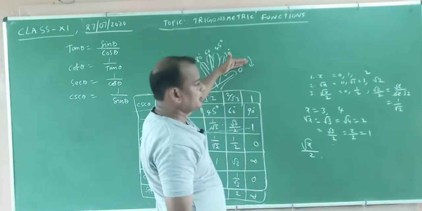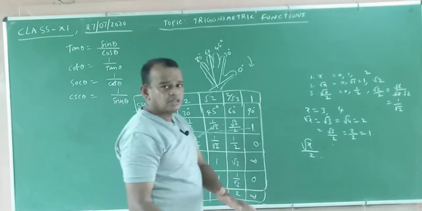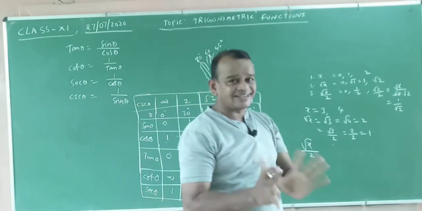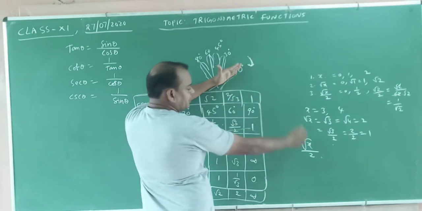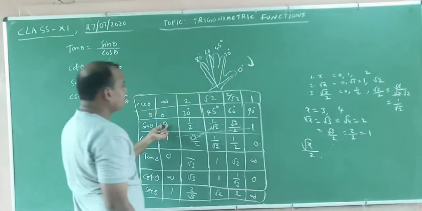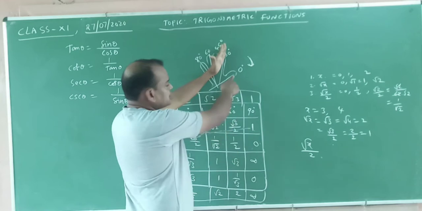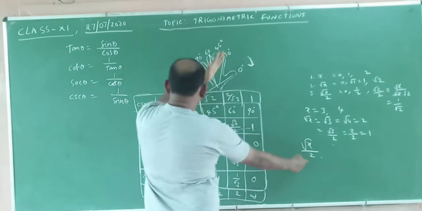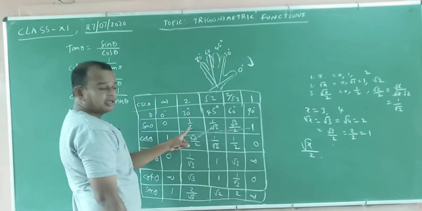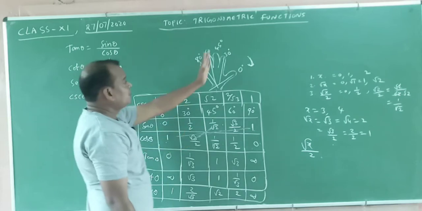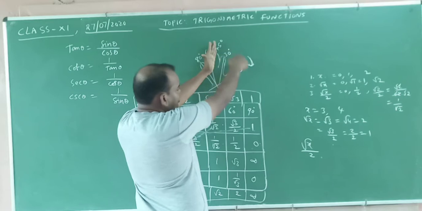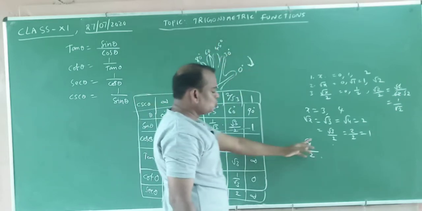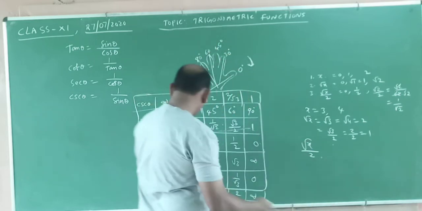This is the formula for the value of the trigonometric ratio, root x by 2. How many fingers are there? The number of fingers on the right side is x. For 0, how many fingers on the right side? 0 fingers, 0 by root 2 means 0. For 30 degrees, only one finger means 1 by root 2, here 1 by 2. Now 45 degrees, how many fingers on the right side? 2 fingers, root 2 by 2, which is nothing but 1 by root 2.